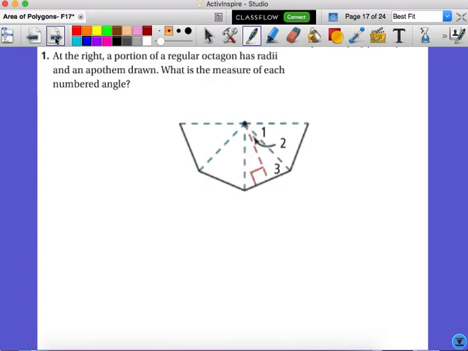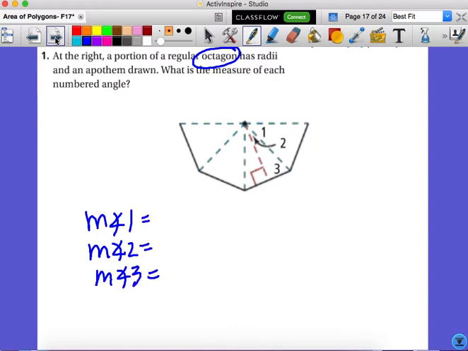Now this doesn't have the entire figure drawn, but they do tell us this is an octagon. So see if you can come up with the measure of angle 1, 2, and 3 on your own, and then come back to check. For angle 1, we're going to take 360 and divide it by 8 equal regions. That's a 45-degree angle for each of those central angles. Then remember that the apothem is going to cut that in half, so we're going to have 22.5 degrees. Last but not least, we have a right triangle here where we've got 180 minus 90 minus 22.5, which leaves me with 67.5 degrees for angle 3.